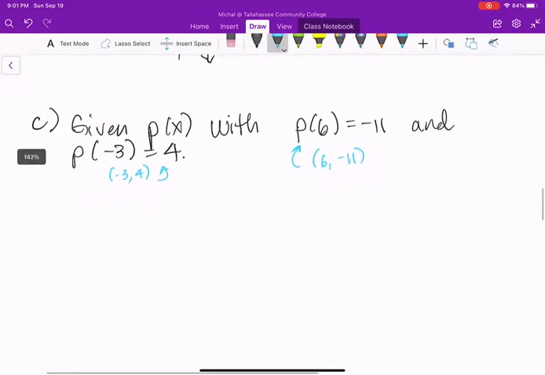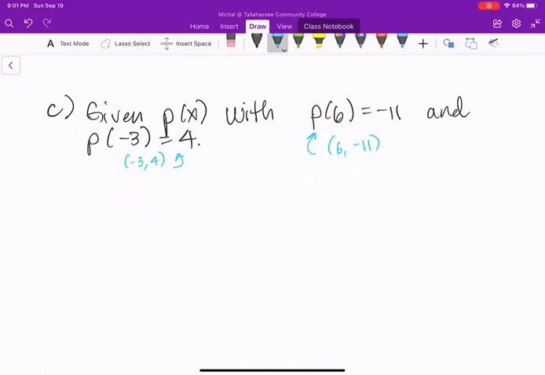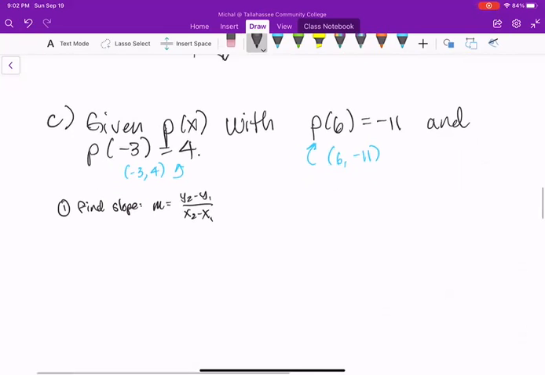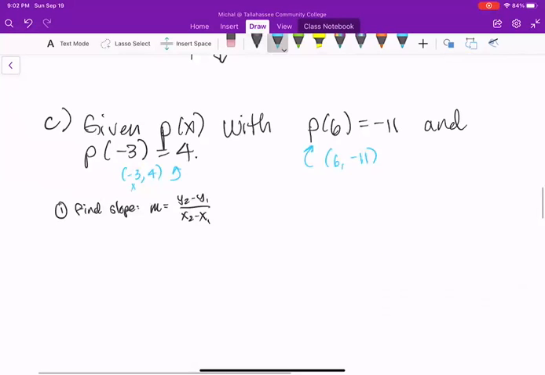So I'm going to go through the steps that we talked about for point slope form. My first step is to find the slope, using the slope formula: m equals y2 minus y1 over x2 minus x1. I can call either of these points x1, y1 and x2, y2, but I'm going to label them from left to right so I can make sure I substitute my points in the right order. So y2 minus y1 is -11 minus 4, and x2 minus x1 is 6 minus -3.